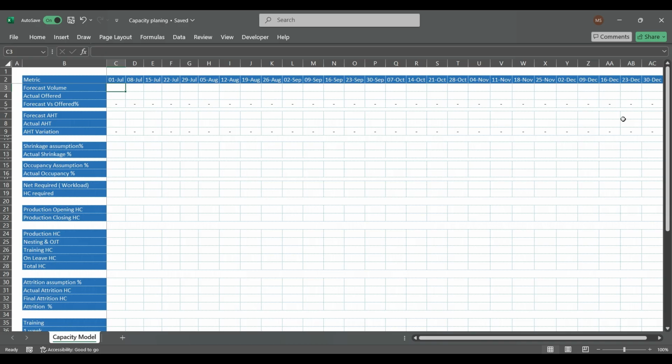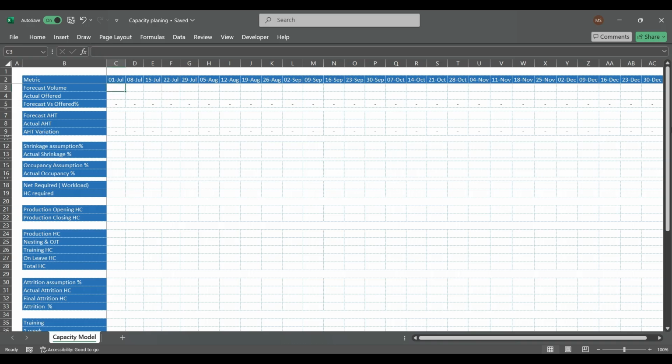Today we will create a weekly capacity plan for inbound queues. Now you can see on my screen there are a few metrics. As of now, we have considered five metrics. First are forecasted volume, AHT, shrinkage, and occupancy. Based on the four metrics, we will calculate the net requirement and the headcount requirement.